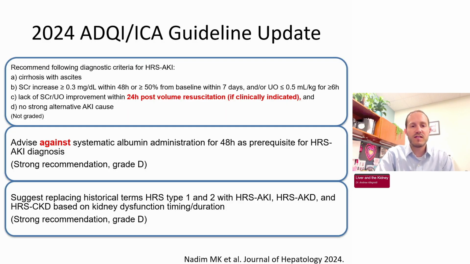In 2024, a slight update was put into the guidelines by the Acute Disease Quality Initiative in concert with the International Club of Ascites, which was, I think, largely driven to do two things. One was simplify the diagnostic criteria in the sense that it would empower clinicians to use terlipressin or vasoconstrictors like it more liberally and more early in the disease course. And in order to do that, they also wanted to reduce the risk of volume overloading the patients with a mandatory 48-hour volume challenge.